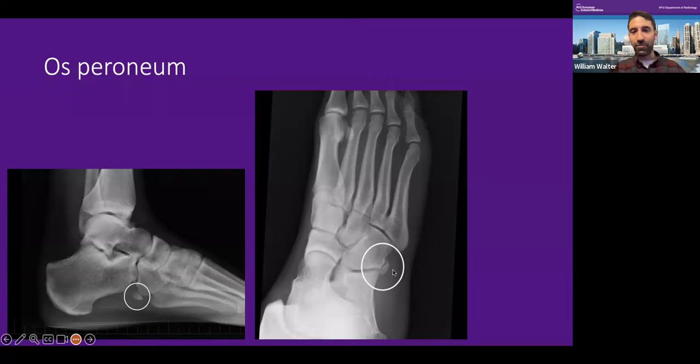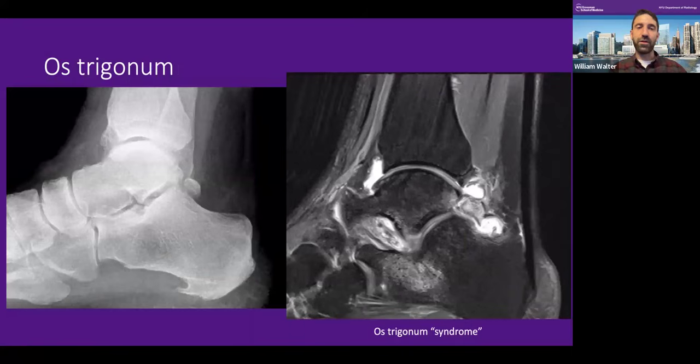It can be all kinds of different sizes. We see it bipartite, multipartite sometimes. It can be present on one side and not the other, and it's rarely a cause for pathology.